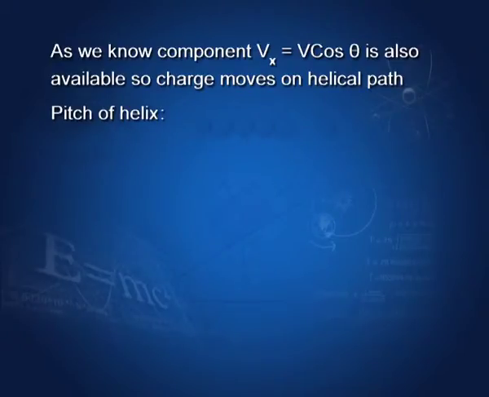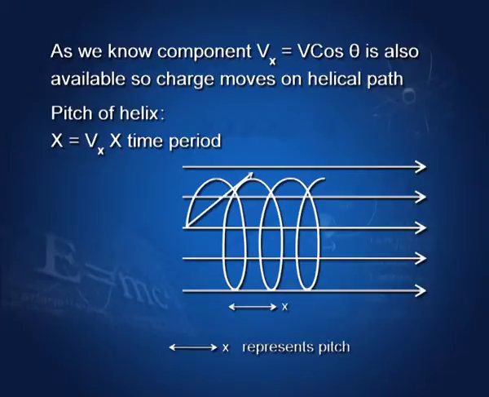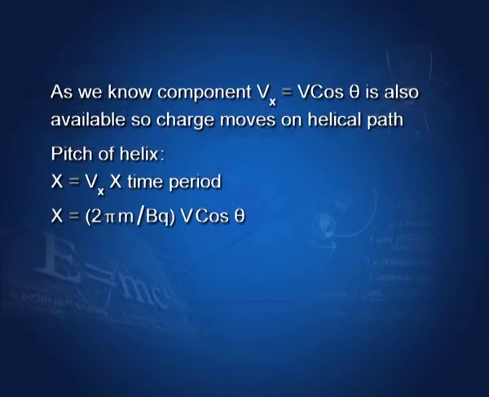So, the pitch of the helix, x, is equal to the velocity along the x-axis into the time taken to complete a round, as the velocity along the x-axis is equal to v cos theta and the time period T is equal to 2 pi m upon Bq. So, we get the pitch x equals 2 pi m divided by Bq into v cos theta.